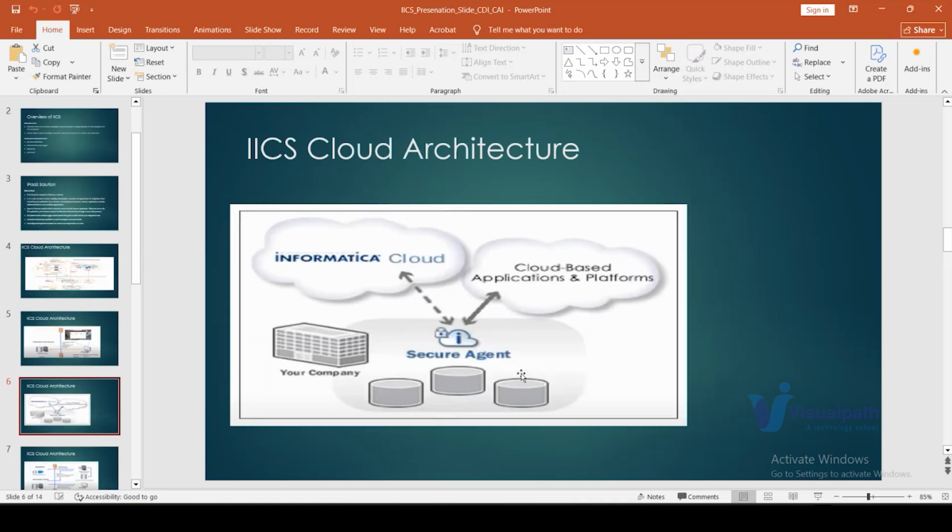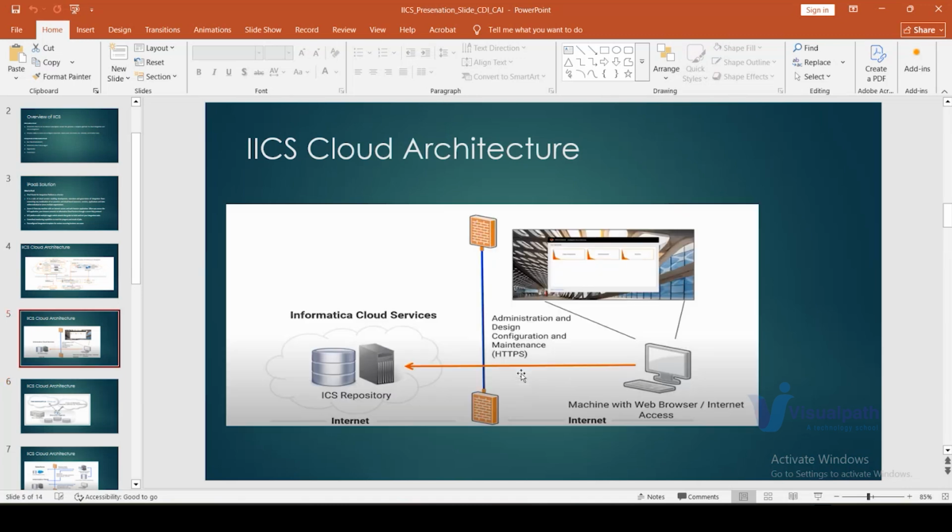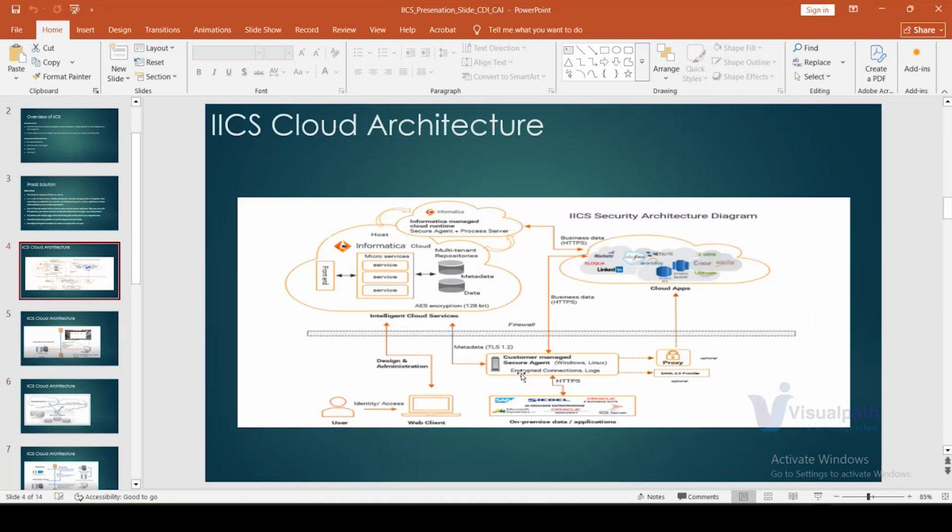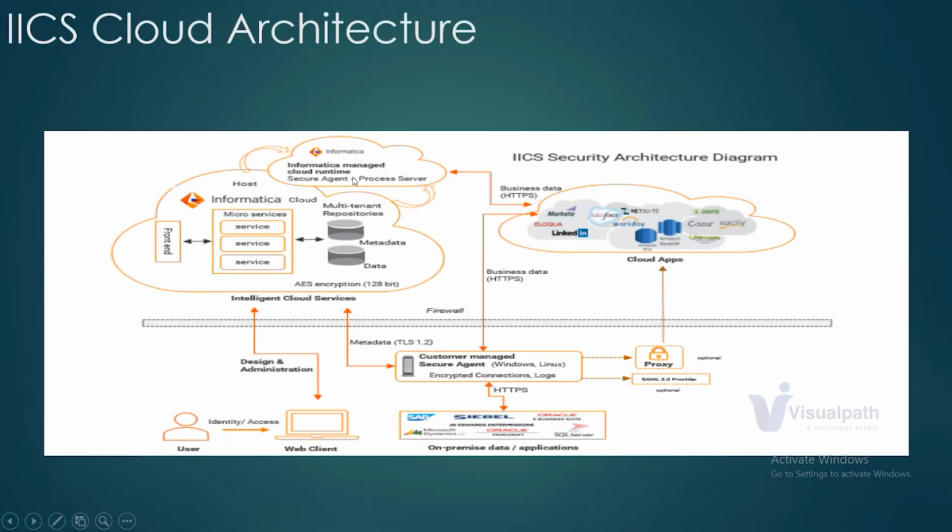This is an extended version of the same thing. Again, when I say Informatica Cloud, it means Informatica has a hosted agent. If you see this picture, on the top there is an Informatica-managed cloud runtime secure agent and process server, which is the vendor-managed secure agent. But we also have a customer-managed secure agent, also called a local secure agent, which is hosted behind your company's firewall. This is a major difference.